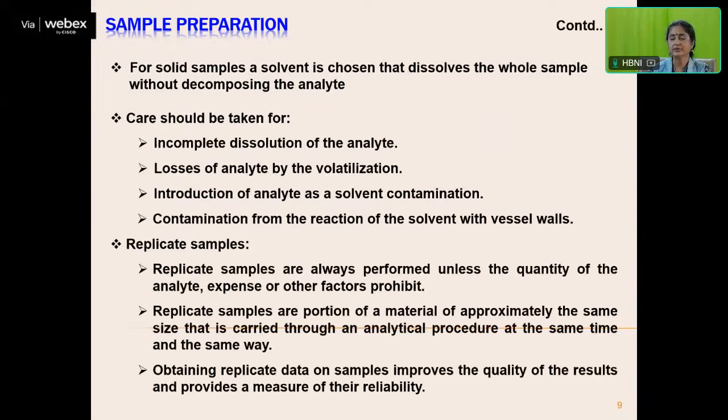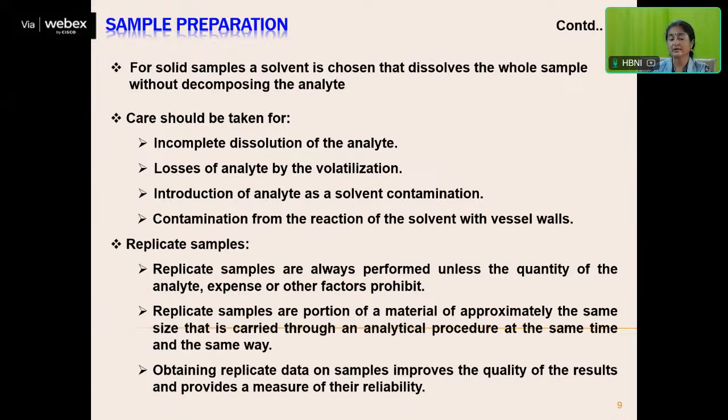Now for solid samples, you have to choose a solvent. It may be acid or alkali. It all depends on what the sample type is, of which I have given one example each for this type of dissolution in my first lecture. So you may go through that. So for solid samples, a solvent is chosen that dissolves the whole sample without decomposing the analyte.